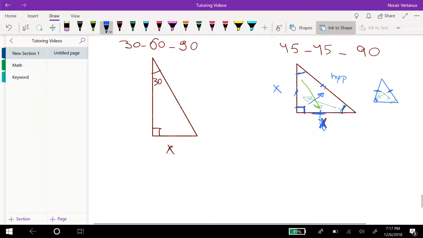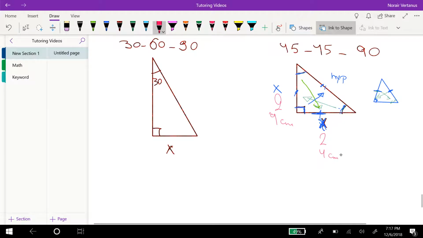Now there's a relation between these segments in a 45-45-90 triangle that you can memorize. First, if this leg is x, the other is x. If this is 2, that's 2. If this is 4 centimeters, that's 4 centimeters. They're the same.